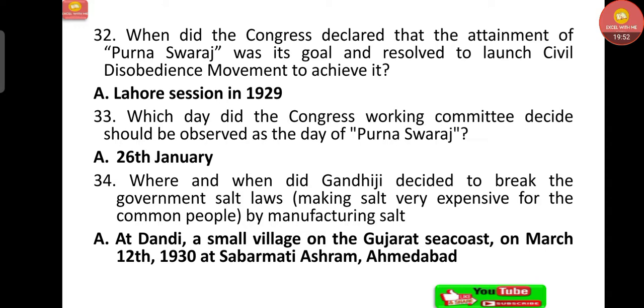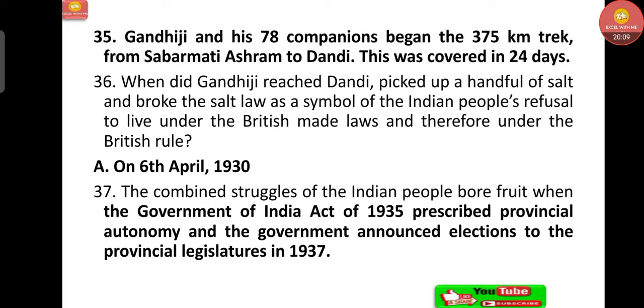Where and when did Gandhiji decide to break the government salt laws, that is, making salt very expensive for the common people, by manufacturing salt by themselves? That was at Dandi, a small village on the Gujarat sea coast, on March 12, 1930, at Sabarmati Ashram, Ahmedabad. Gandhiji and his 78 companions began the 735-kilometer trek from Sabarmati Ashram to Dandi. This was covered in 24 days.